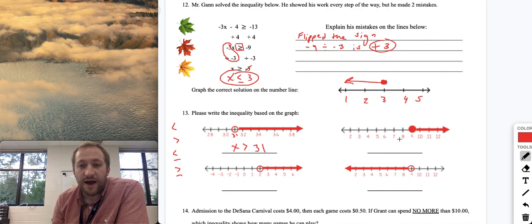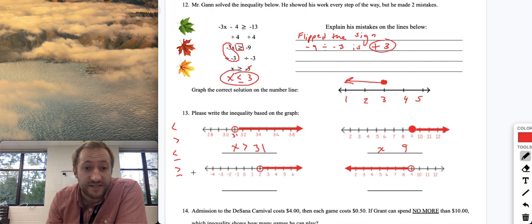Let's look at the next one. I know I need an x. I know I need the number that I circled. In this case, it's a 9. And now I have to go and figure out what symbol am I going to use. It's a closed circle, so that means it's one of these down here with the equal to sign.